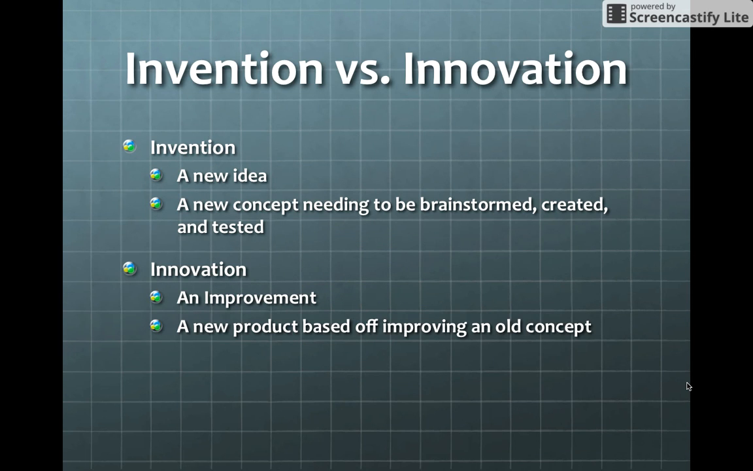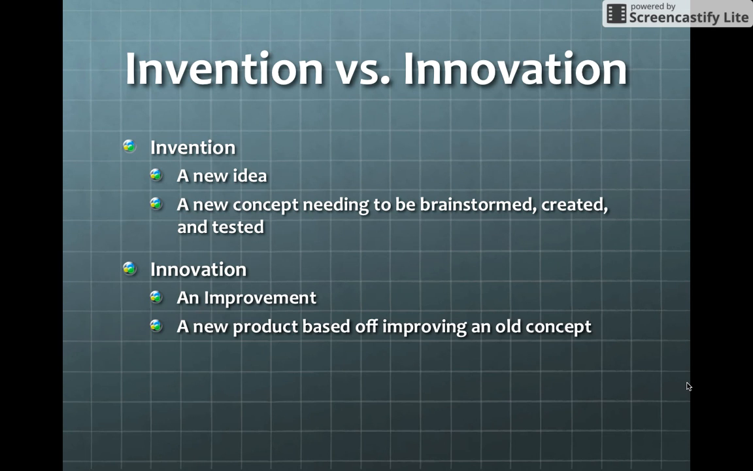All right, so that leads us to invention versus innovation. So these are the 2 words that you will hear throughout the whole entire semester, almost daily. So you need to know the difference. An invention is a brand new idea. It's a new concept needing to be brainstormed, created, and tested. So you never heard of it before. It's brand new. You are the only one in the world that has thought of this and is coming up with the idea. Then you have innovation, which is an improvement.